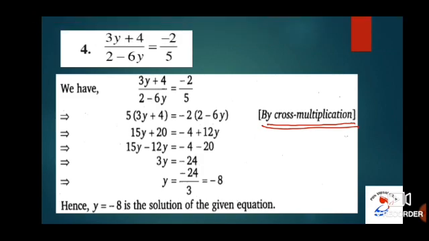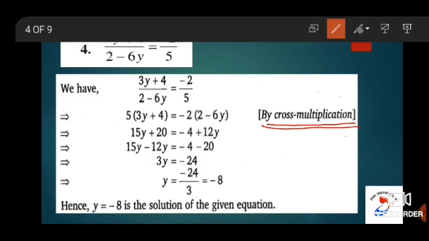So let us see the fourth problem. The question is (3y + 4)/(2 - 6y) = -2/5. Children, we will see how to solve this problem. As I told you, we are going to use the method of cross multiplication. So that is nothing but you will take this 5 and multiply with 3y + 4, and you will take this -2 multiply with 2 - 6y. We will see what is happening if you are going to cross multiply.